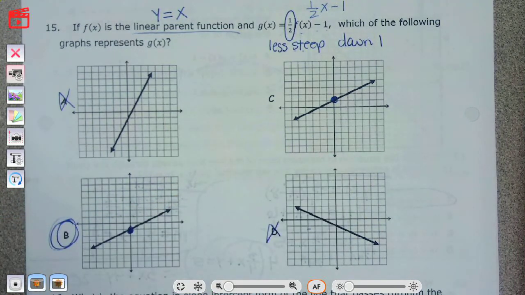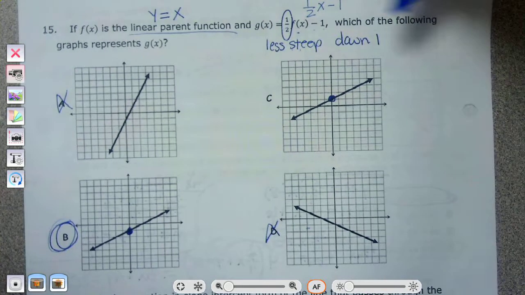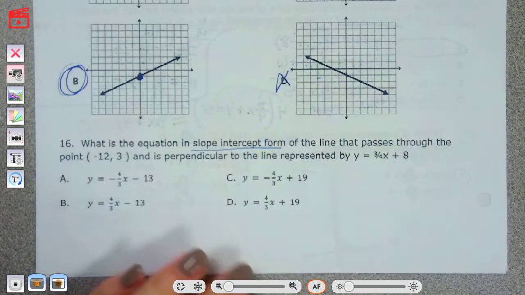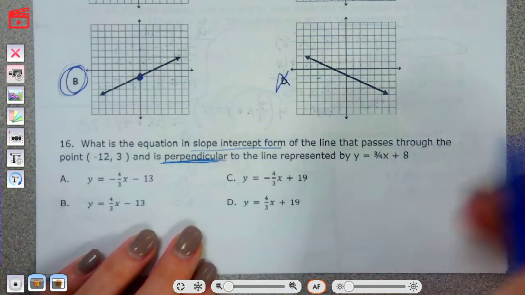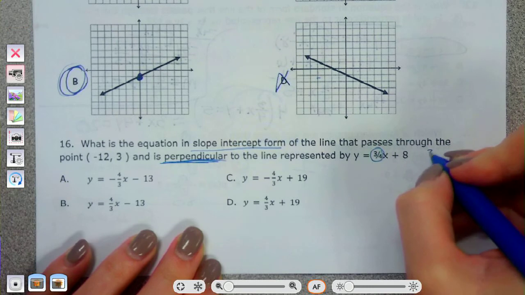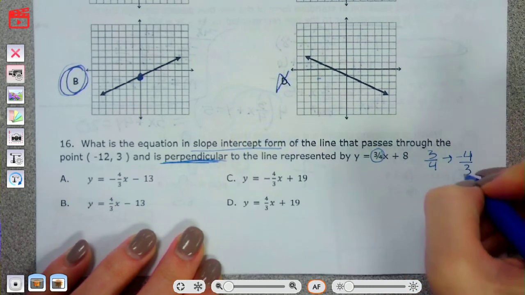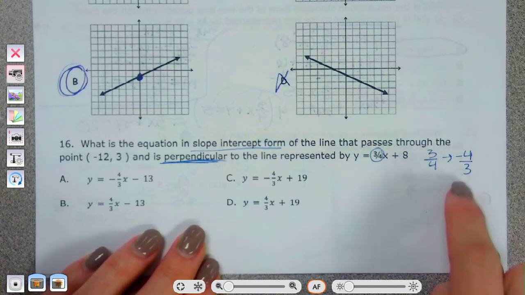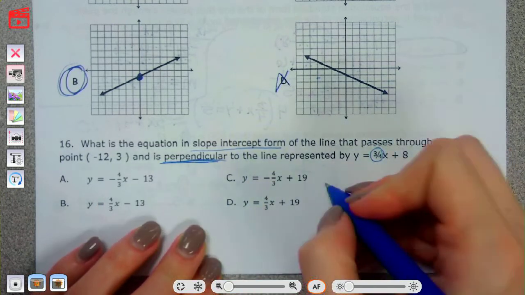Okay. And then, last but not least, this last one. Okay, what is the equation in slope-intercept form of a line that passes through the point -12,3 and is perpendicular to this line? So our slope is 3/4, and our perpendicular slope would be -4/3. Okay, well, you know the drill. We have a slope, and we have a point, so we put it in point-slope form.